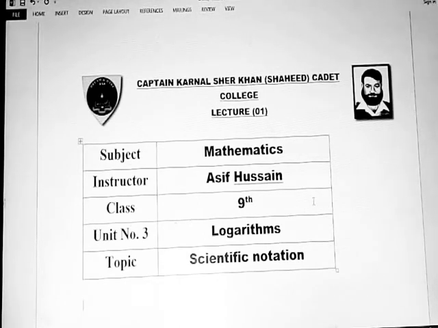In this unit, we shall learn the concept of scientific notation, the concept of logarithm, the difference between common and natural logarithm, the concept of anti-logarithm, laws of logarithm and application of logarithm. Today's topic is scientific notation.